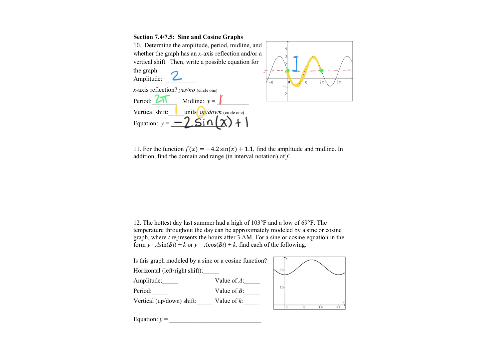All right, for that function, find the amplitude and the midline. In addition, find the domain and range. So the amplitude is right here. The amplitude is the absolute value of that number in front, which is 4.2. And the midline is going to be related to this vertical shift.